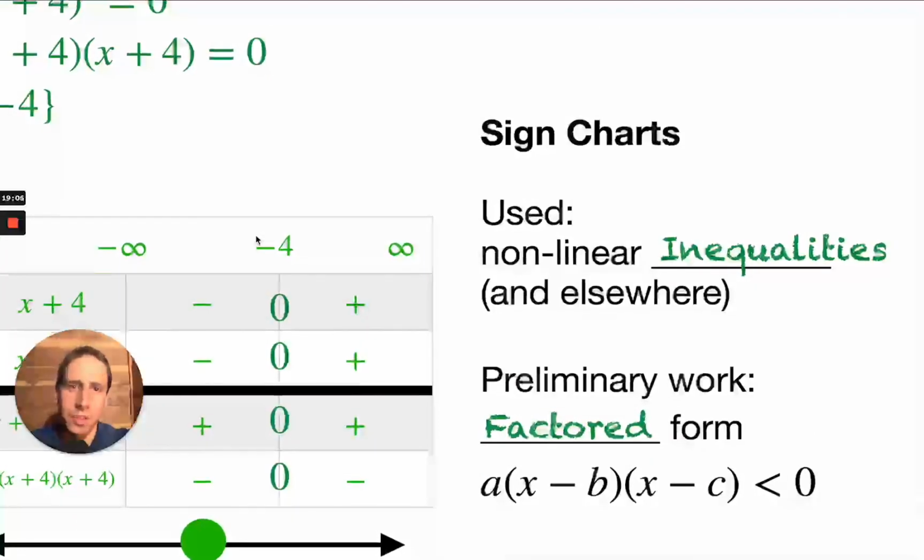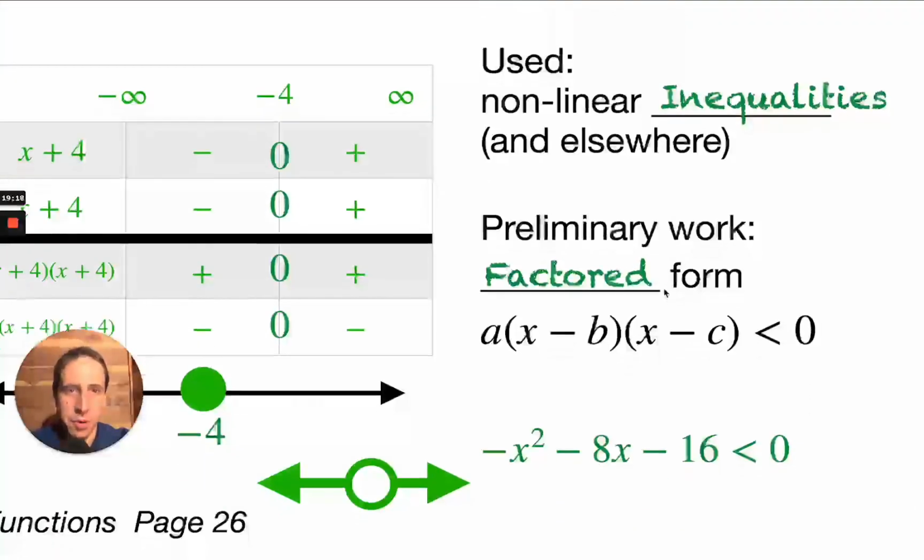Sign charts, when are they used? They're used for nonlinear inequalities and elsewhere when it comes to graphing and calculus work. So I wanted to start using them earlier. And what preliminary work do you have to do? You have to put them in factored form: a times x minus b times x minus c, and then some sort of inequality symbol compared to 0.